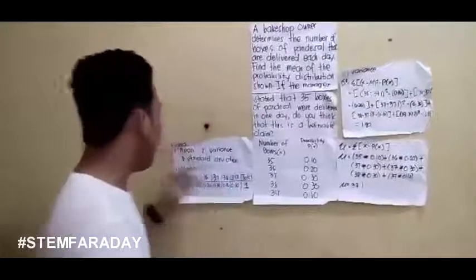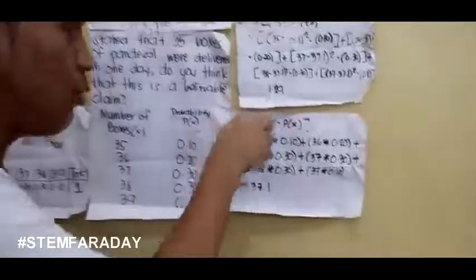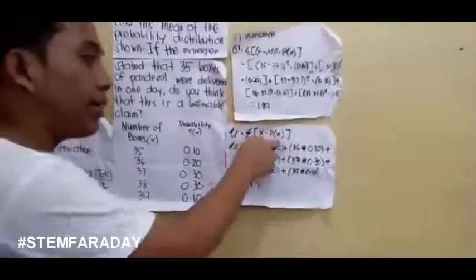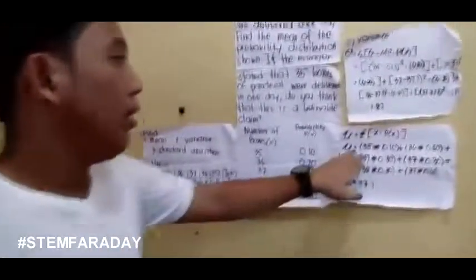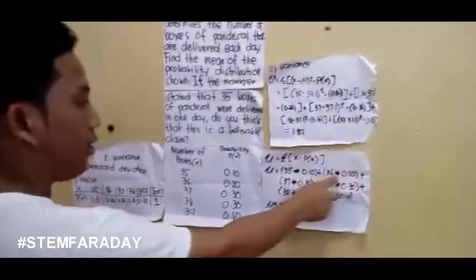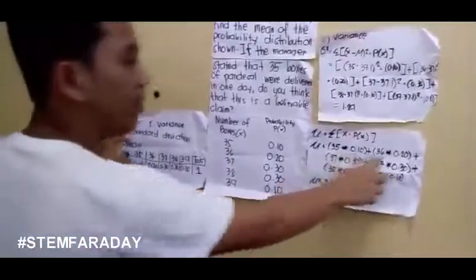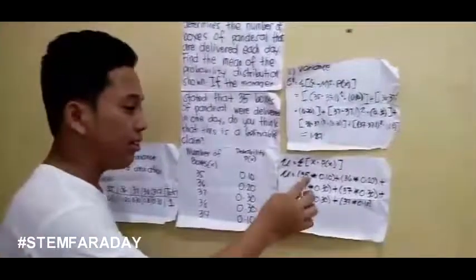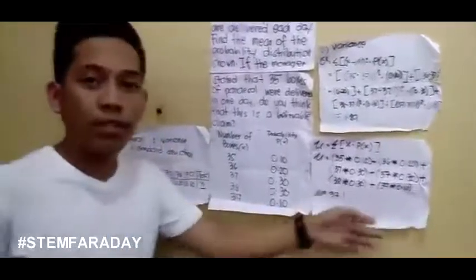The last is the standard deviation. So the formula of standard deviation is the square root of the variance. So x here is 35 times 0.10 plus 36 times 0.20 and so on. Use your calculator to get the answer.